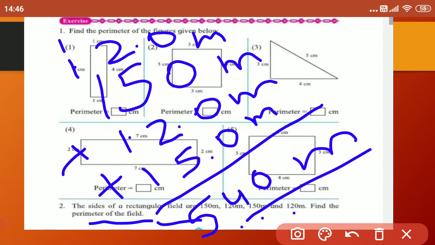This is the answer. This is the perimeter. Got it now? Very easy, I think so. You can do on your own. Yes. Now we will go to the next one about area.